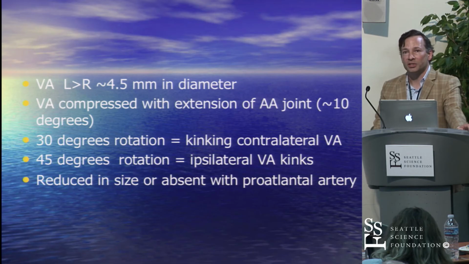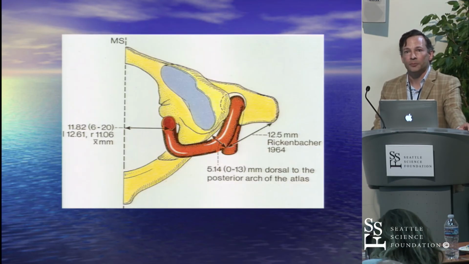It can be compressed with extension of the AA joint, the atlantoaxial joint. At about 30 degrees of rotation, you're going to kink the contralateral vertebral artery, whereas at 45 degrees, you're going to kink the ipsilateral vertebral artery. The vertebral artery can be smaller in size if you do have a known proatlantal vessel. An interesting measurement: from the midline to when you're going to come upon the vertebral artery laterally is about 20 millimeters. It's variable and also based on size, but that's a good number to carry around in your pocket.